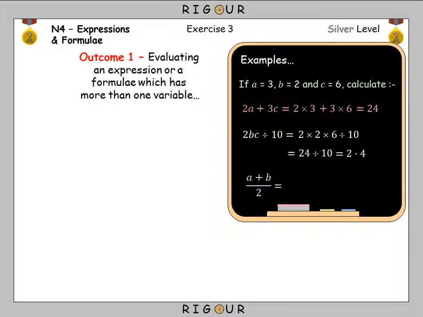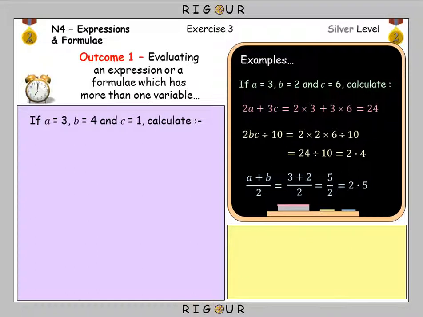And our last one, we've got a plus b all over 2. So that's going to be 3 plus 2 all over 2. So we do the top first, so 3 plus 2 is 5, 5 over 2. So we can call that 5 over 2, or we can leave it as 2.5. It can either be left as a fraction or a decimal.